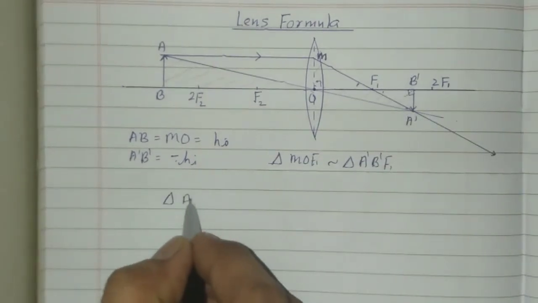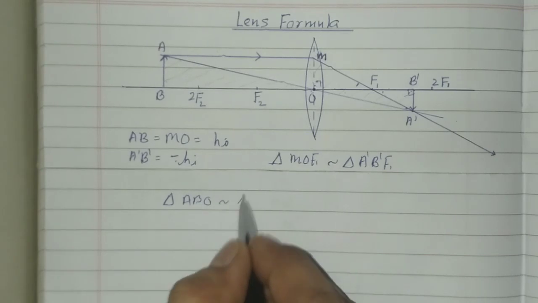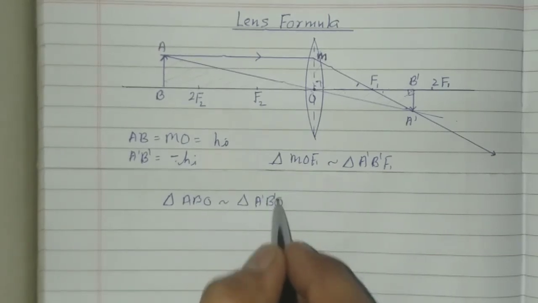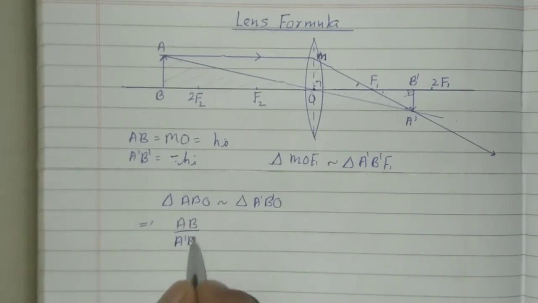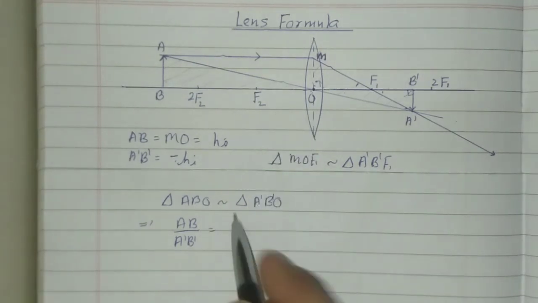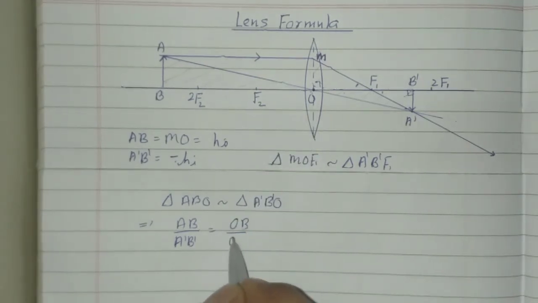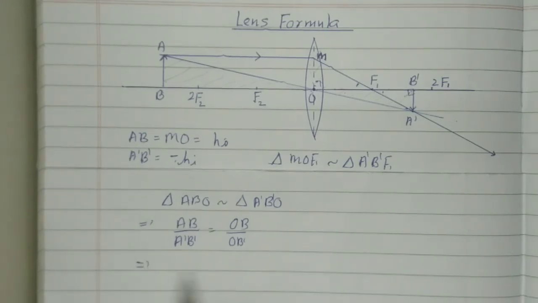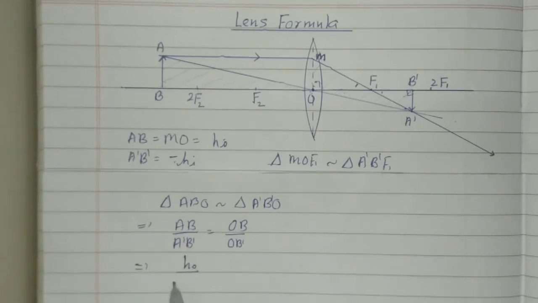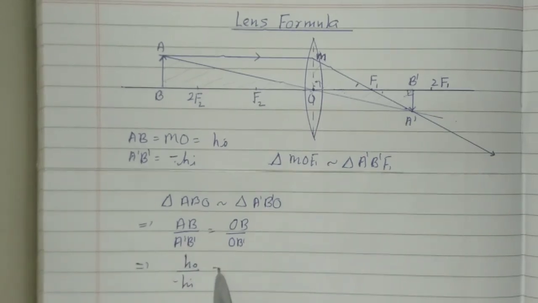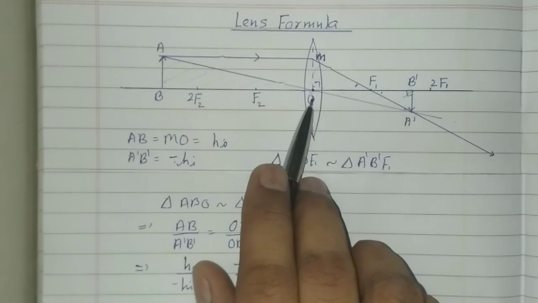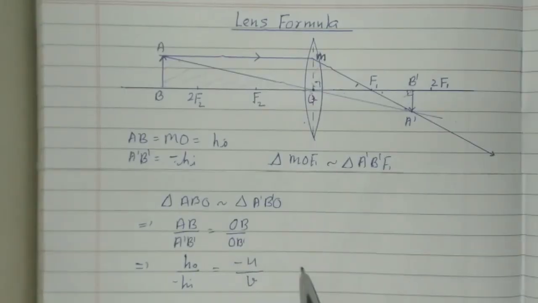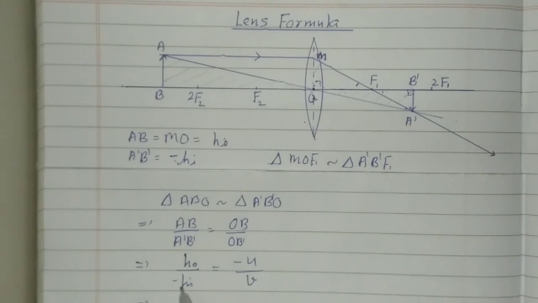So we have triangle ABO is similar to triangle A'B'O. This implies AB upon A'B' is equal to OB upon OB'. This implies AB is equal to H0 and A'B' is equal to minus HI. OB is equal to minus U and OB' is equal to plus V. This implies both minus, minus, plus.